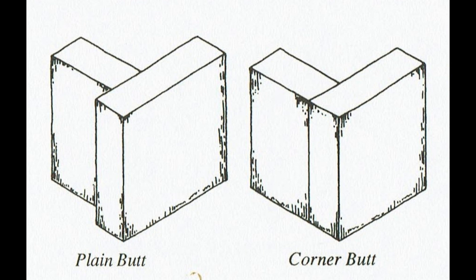To fasten this joint together, you would typically use screws and/or nails from pneumatics to attach the two boards together. When we get to the framework of pieces, this is the typical joint that you'll see used.